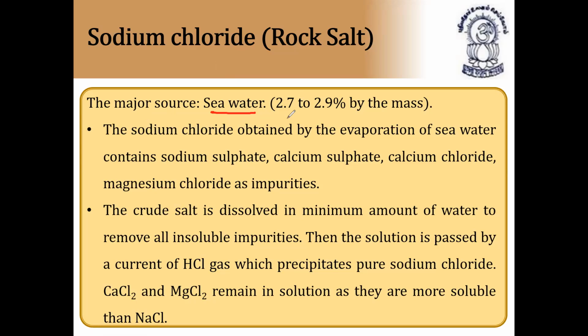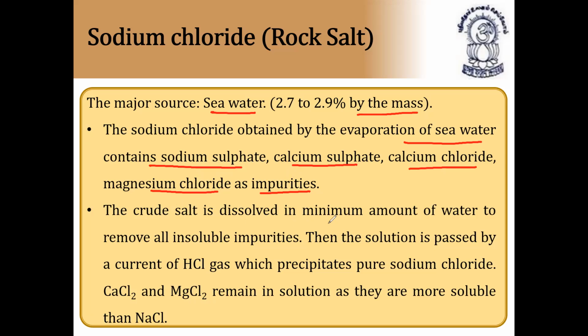In seawater, sodium chloride is present at about 2.7 to 2.9% by mass. The sodium chloride obtained by the evaporation of seawater contains sodium sulfate, calcium chloride, and magnesium chloride as impurities.